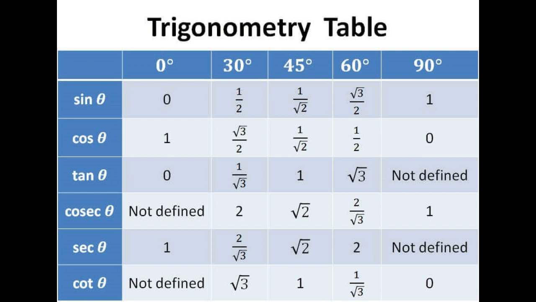Alright, now revise this again. 0, 1 upon root 3, 1, root 3, not defined. As you can see, 1 is in the middle and 1 is the value for 45 degrees. As you can see, 0, 30, 45, 60 and 90 degrees. So in tan we have 0, 1 upon root 3, 1, root 3, not defined.